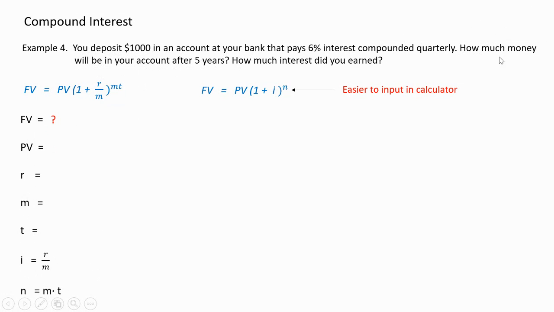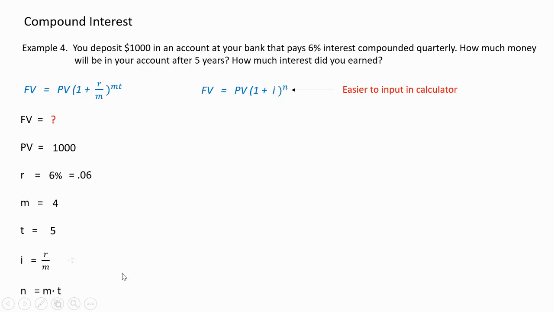Here's what we're looking for: how much money will be in your account after 5 years, which stands for future value. So the present value is 1,000. My interest rate is going to be 6%, which is 0.06. My M, the compounding, is going to be quarterly. Quarterly stands for 4. The time is 5.